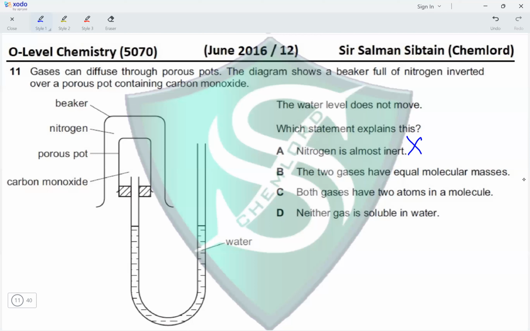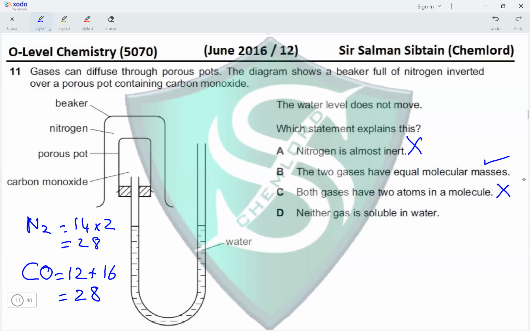So let's check. We've got nitrogen gas, N2, which is 14 into 2, which gives us 28. And we've got carbon monoxide, CO, which is 12 plus 16, which is also equal to 28. So yes, the two gases have equal molecular mass. Next, both gases have two atoms in a molecule. That is also a fact, but does not explain why the water does not move. And neither gas is soluble in water. This is also a fact, but does not explain why the water does not move.